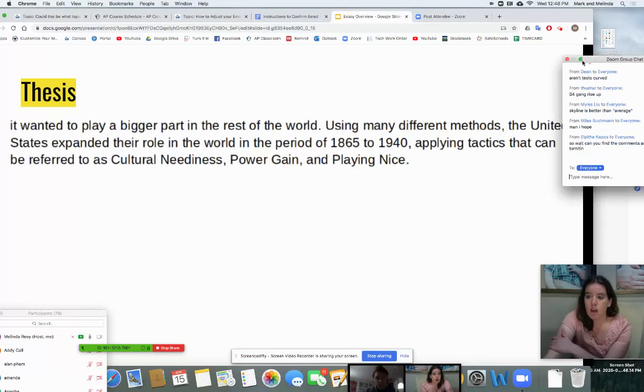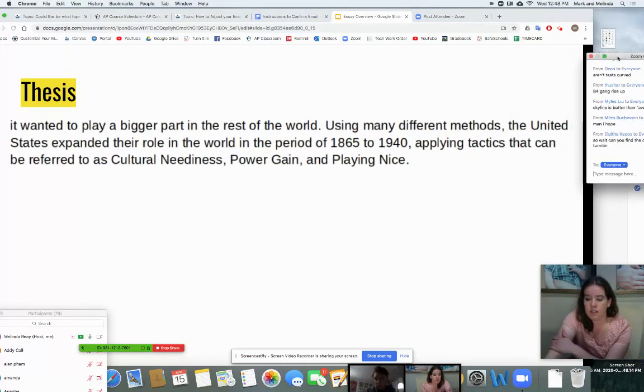Can you find the comments and notes on Turn It In? Yes. And Apitha, I believe I did yours right before I started this, so you should be able to see it.